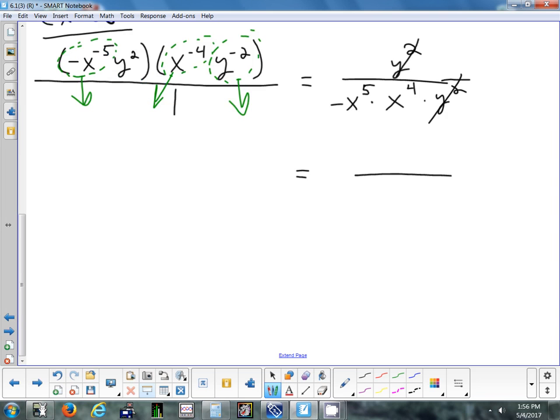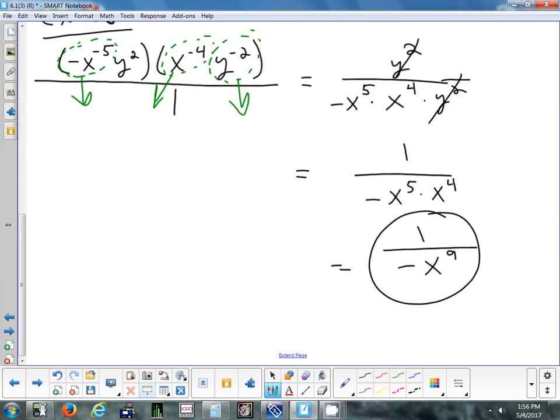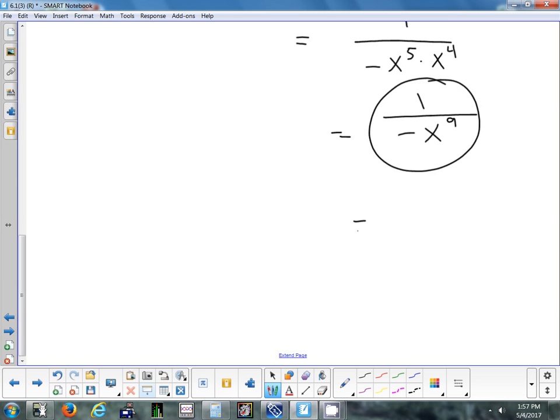So there's nothing in the top. You've got to put something there. 1. Negative x to the 5th times x to the 4th. Negative x to the 9th. And that's your answer. Now, what if they wrote this? Negative 1 over x to the 9th.